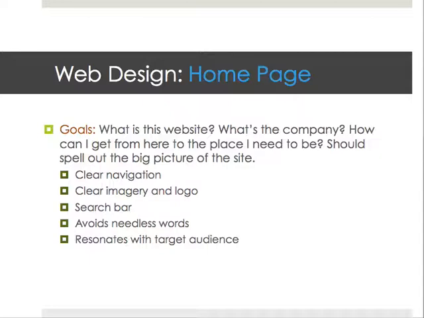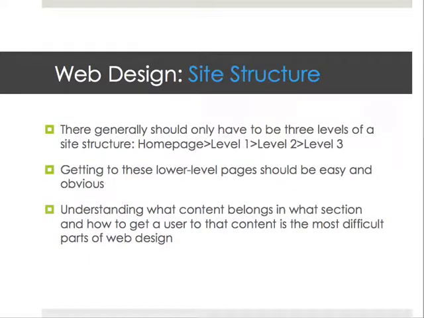So web design homepage, this is going to be the first part that you're going to be looking at as you do an analysis on your flawed website. So what is the website? What's the company? How can I get to the place I need to be? Basically, the home page needs to spell out the big picture of the site. This is what you're looking for as you're doing an analysis on the pros and cons. So it needs to have clear navigation, clear imagery and logo, an easy to find, easy to understand search bar, it avoids needless words, and it resonates with the target audience. So as you're writing your analysis on your primary page, the home page, and the secondary page, these are the things that you look for in the home page.